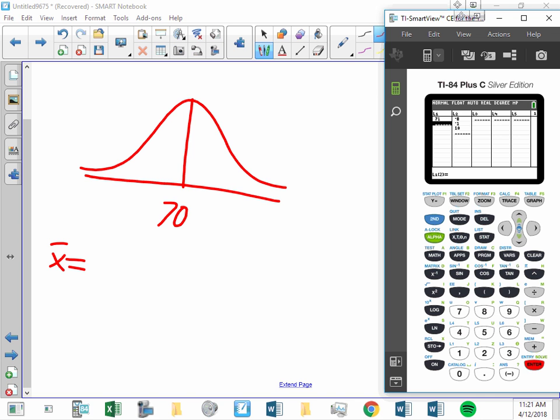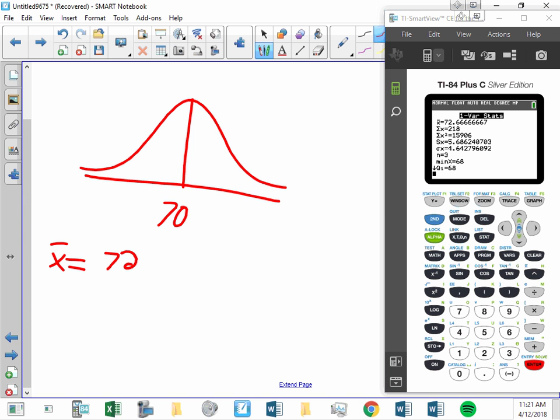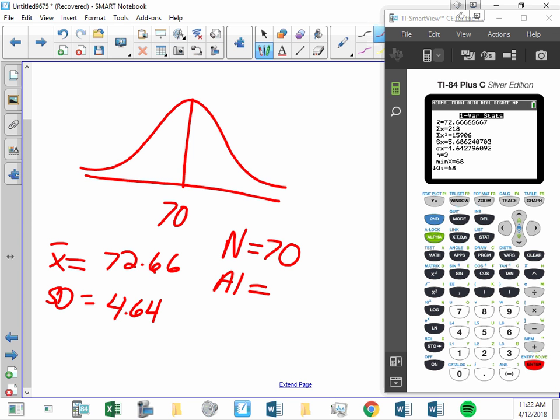So I'm going to clear this out. 71, 68, and 79. And then I do my one variable stats, and I get an X bar of 72.66, and I get a standard deviation of 4.64. Okay, what is my null hypothesis? So the null says it equals 70, and the alternative is going to be greater than 70. Now, can I do a z-score?